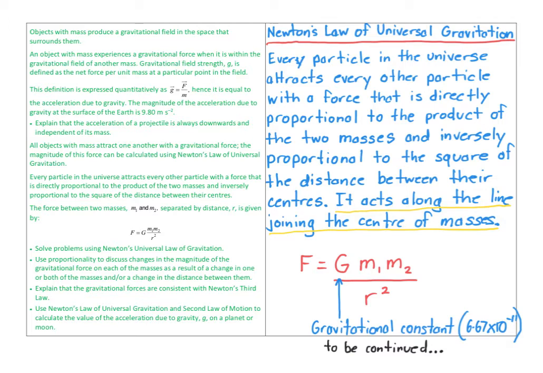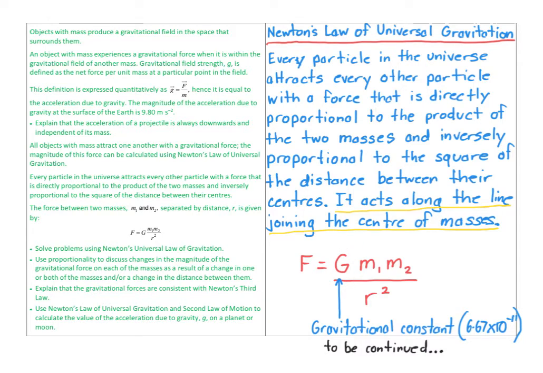So, it's easy to think of this one as a formula. The force is equal to the product of the two masses, m1 and m2, and inversely proportional, so divided by the square of the distance between them. So r is what we use for the distance between them, because generally these things are moving in circular orbits, and that is indicated by the radius of the circle.